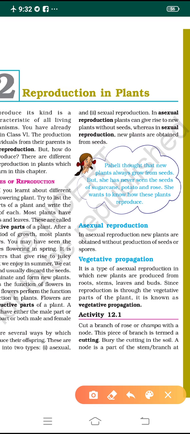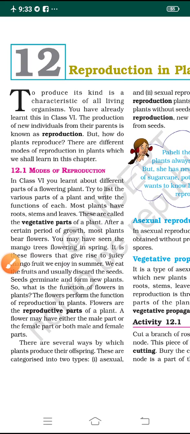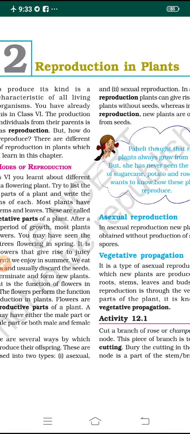Dear students, let me stop here and continue the next part of the lesson in the next class. I hope you have understood what reproduction is, what the various parts of the plant are, which we call vegetative parts, what the reproductive parts of the plant are, and what the main categories of reproduction are. Let me continue the remaining part of the lesson in the next class.